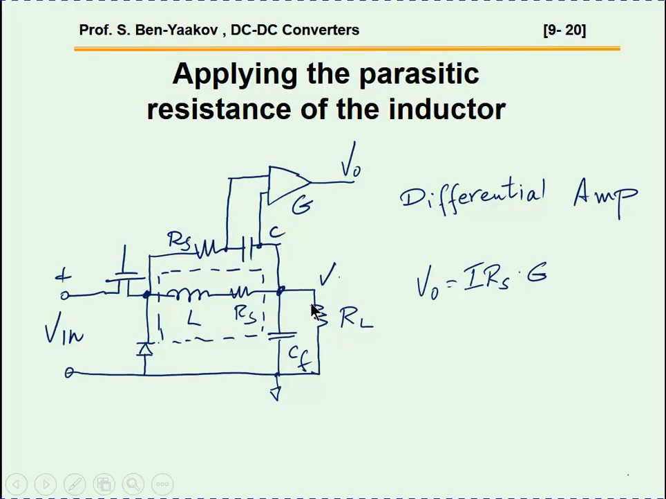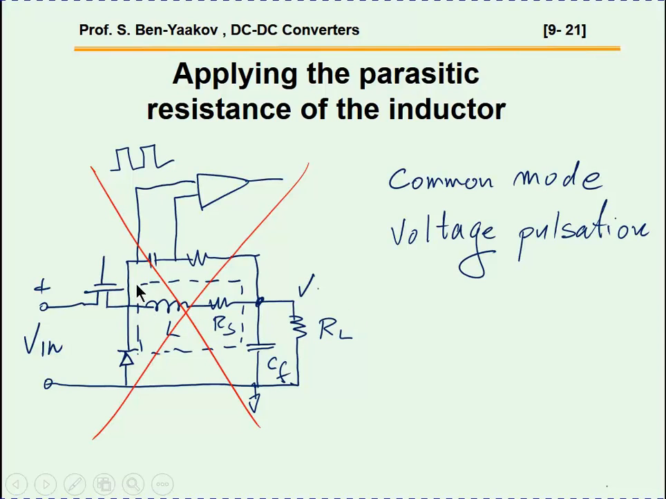Now, this would be the way to actually implement this idea. You have the filter, then you need a differential amplifier because this is a floating voltage. You like normally to get the output referred to ground, so this should be a differential amplifier. And usually you'll have some gain here so that you have a V out I times RS times G. This would be the output voltage proportional to the current flowing through this inductor.